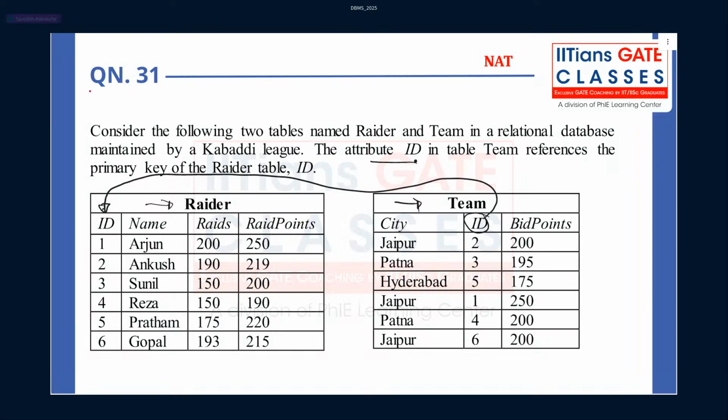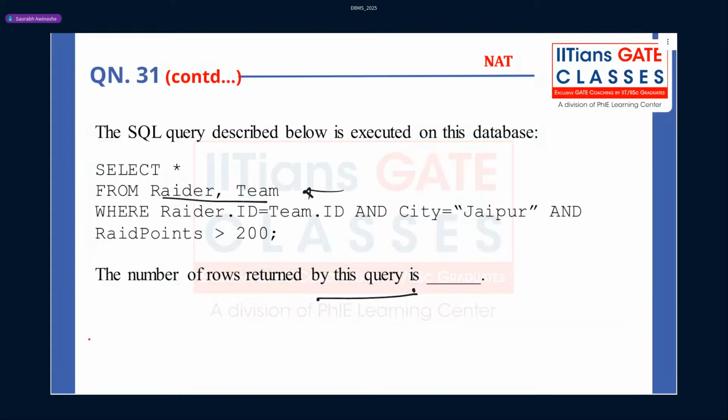Now, in the cross product, this tuple from Raider will be matched with all the tuples here. Again, this one will be matched with all the tuples and so on. So we have 1, 2, 3, 4, 5, 6 tuples in the team relation and 6 tuples in the Raider relation. So the cross product will give us a total of 36 tuples, right? Now we have those 36 tuples, out of which we'll be filtering based on the where clause.